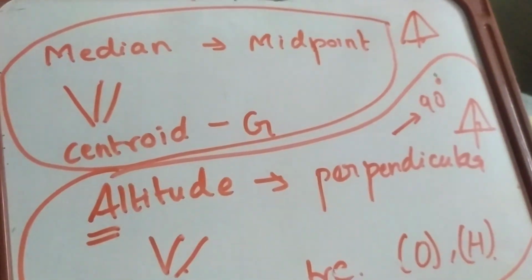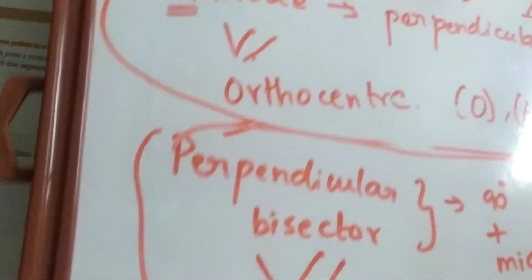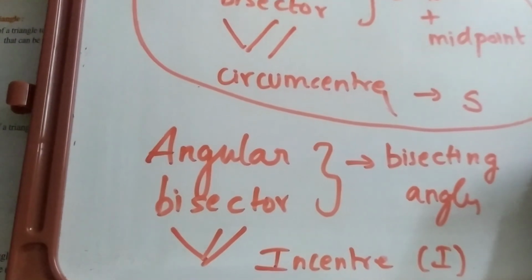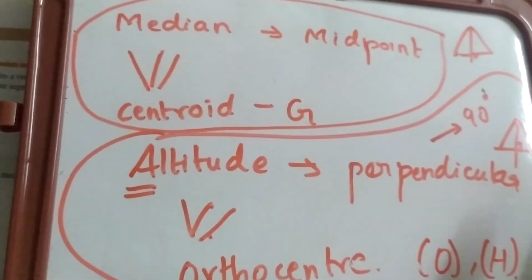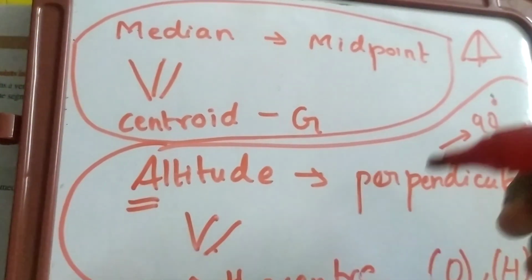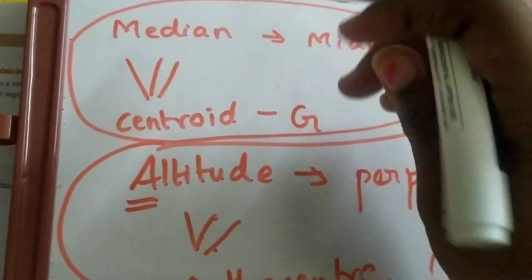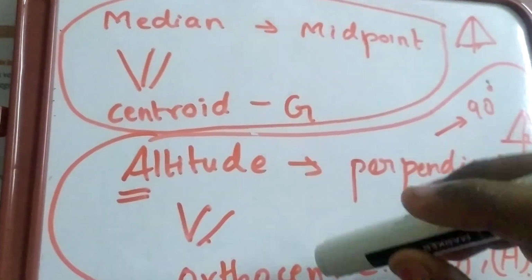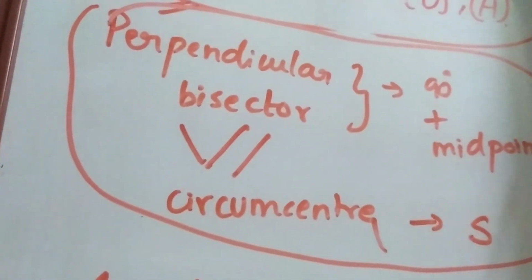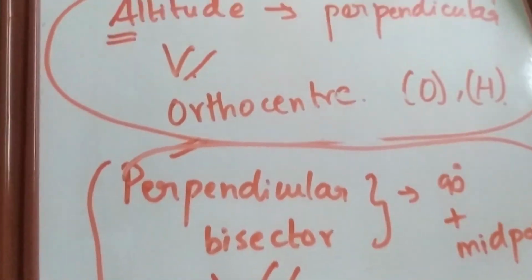To summarize this, we have seen median, altitude, perpendicular bisector and finally angle bisector. This is what most of you may have confusion about: what is the difference between median, centroid, orthocentre, circumcentre, everything. Hope you are clear with this video.